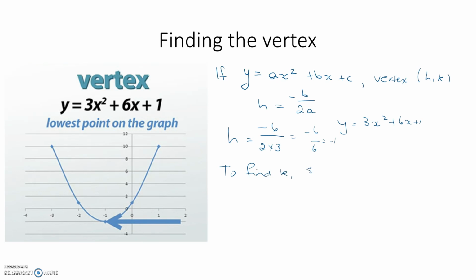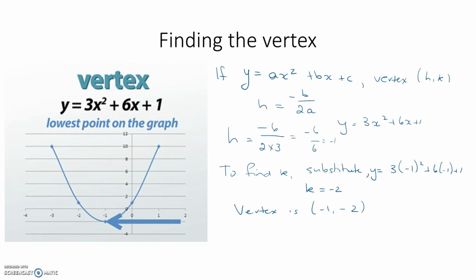Now to find k, we just substitute into y. So we know that x is negative 1, so it would be 3 times negative 1 squared plus 6 times negative 1 plus 1, which is negative 2. So the vertex, and you can see this from the graph, is (negative 1, negative 2).